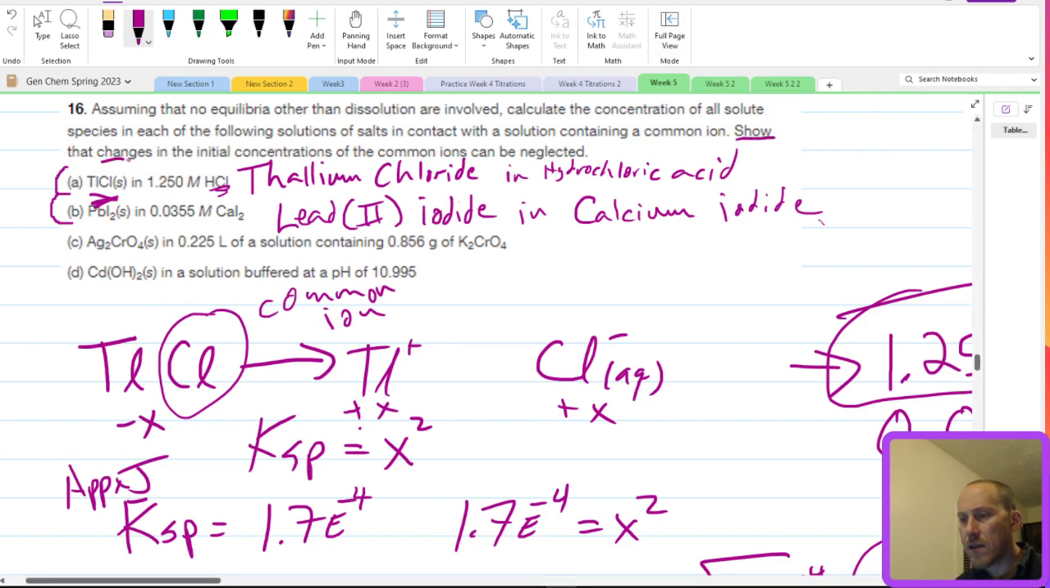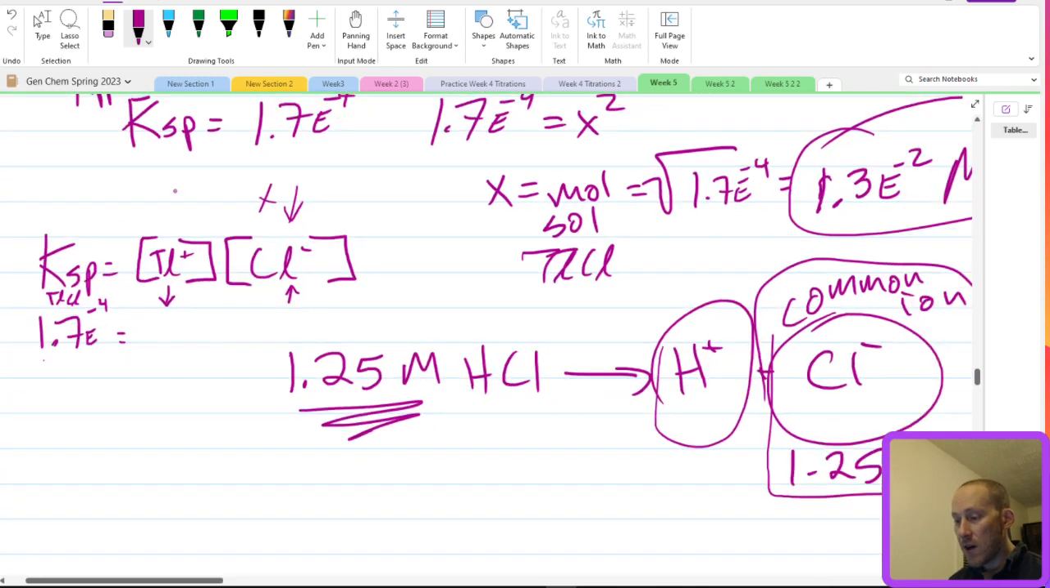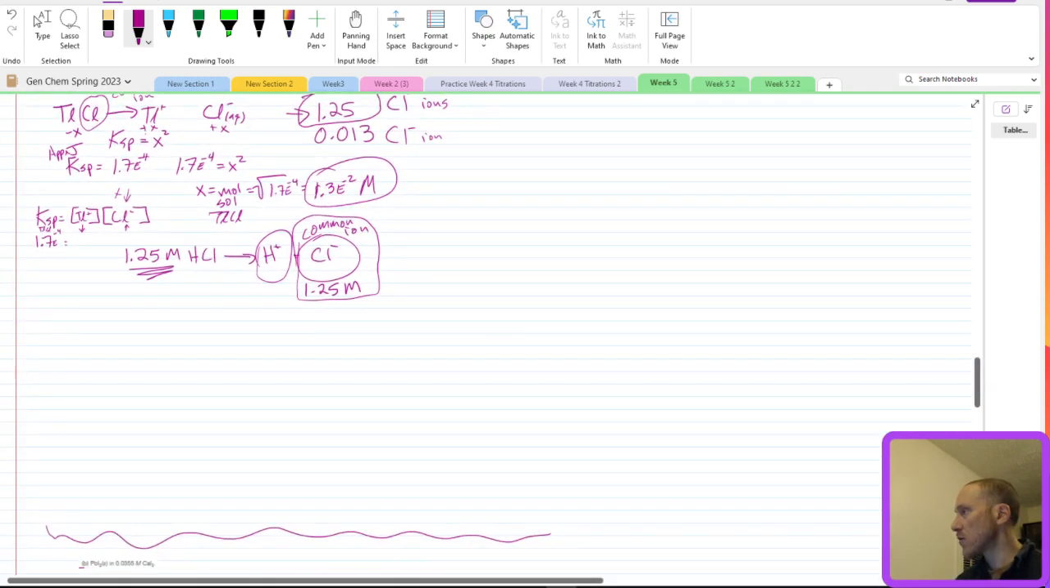Now, this question asks us to show that the changes can be neglected. The initial concentration. Basically what it's saying is that whatever chloride is coming from tellurium chloride is going to be dwarfed by the chloride that comes from hydrogen chloride. And we can basically ignore it. To test this, I did it both ways. So let's actually do the not neglected one first.